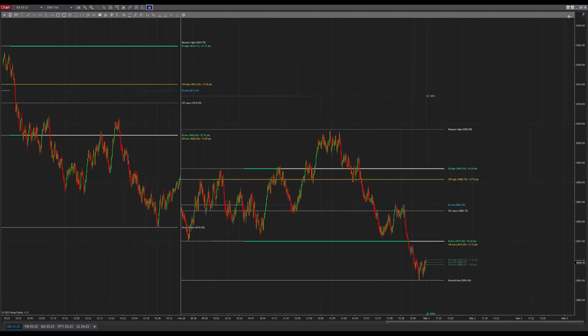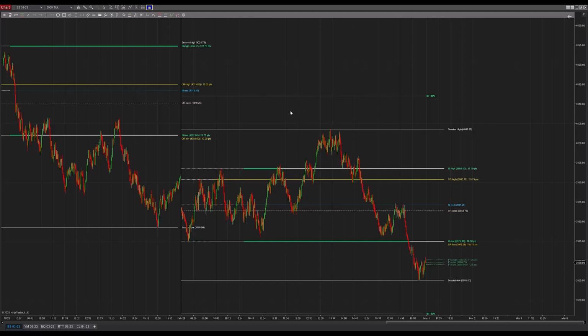Now let's start with just defining what the initial balance is. The initial balance is just the first 60 minutes of trading. It sounds like it would be more sophisticated than that. Both the opening range and the initial balance are a holdover from market profile traders who work in 30-minute blocks. So we define the opening range as the first 30 minutes and the initial balance as the first 60 minutes.